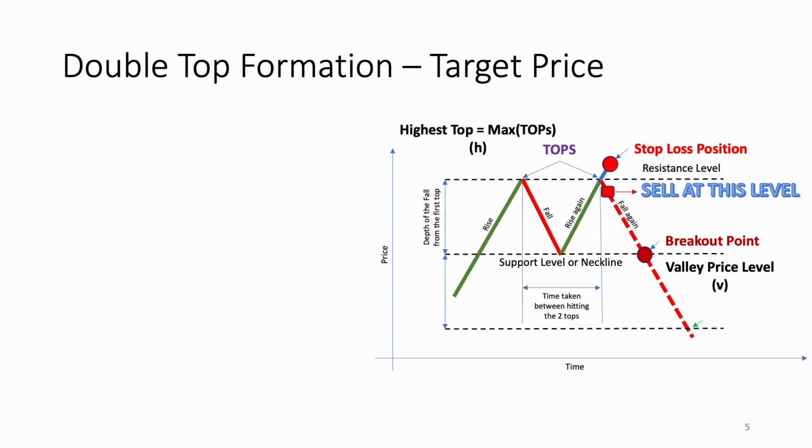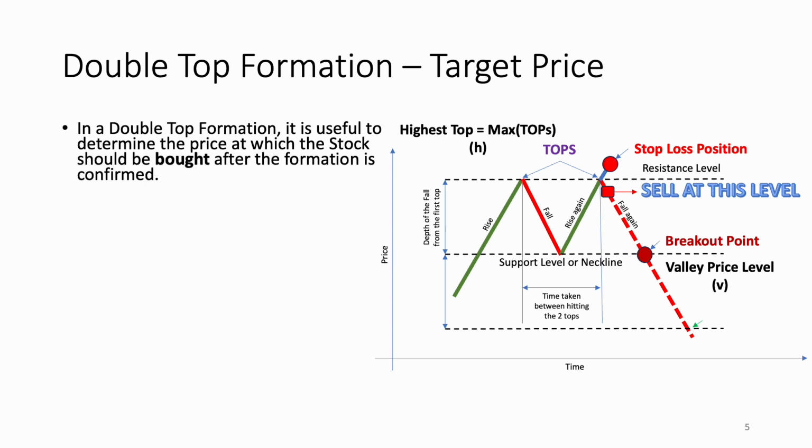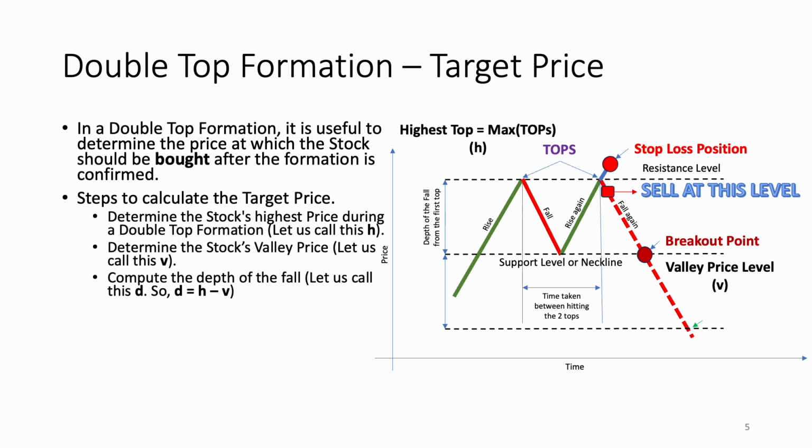Like we have been discussing, when the double top occurs, the price of the stock will fall. So when the price of the stock falls, this is a good opportunity to buy the stock as well. But at what price should we buy the stock? That is the question. So now in the double top formation, when the price breaks out below the breakout point or the valley price, then we need to find out the depth of the fall. So this is the depth of the fall. Let us call this as D. And this is the valley price, that is the price V.